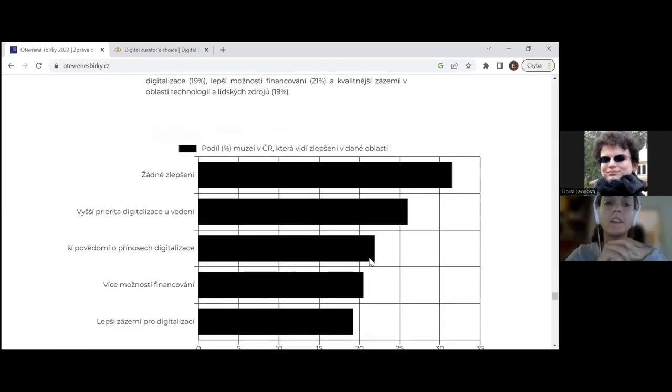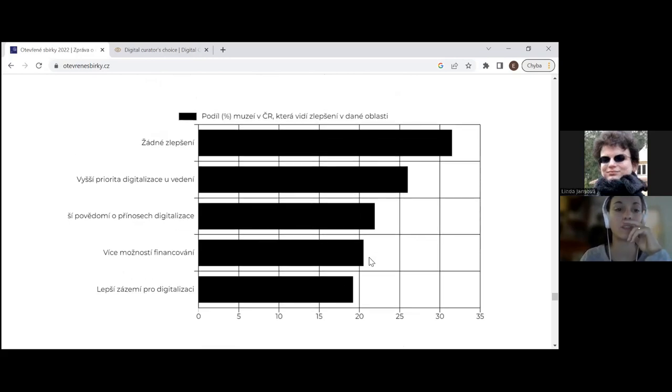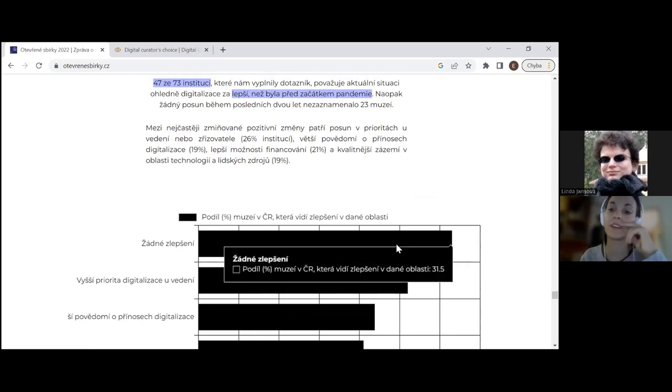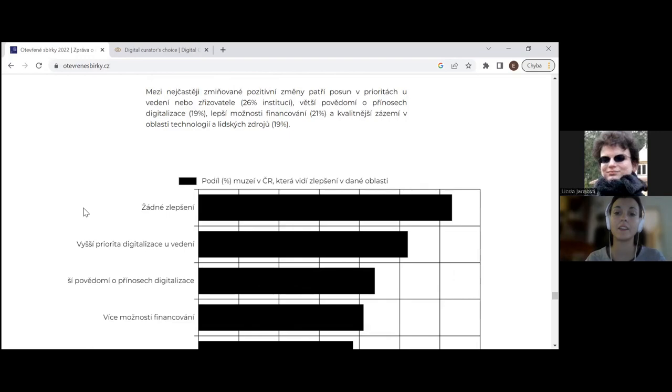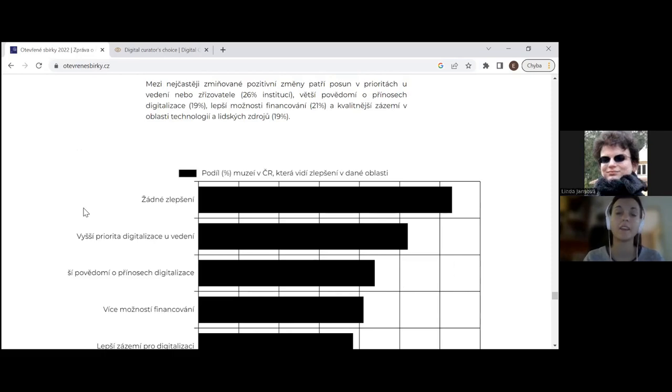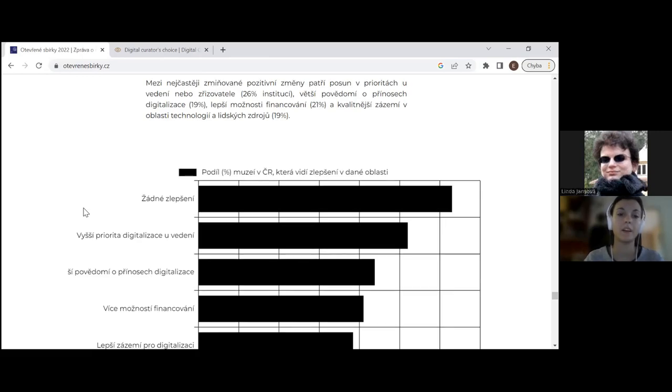In the Czech Republic, you can see how many institutions answered that digitalization is better in their institution. You can see, unfortunately, that more than 30% answered that there is no improvement in their institution about digitalization. It's mainly because they don't have money, they don't have people, and the most important thing is they don't understand the law, and they are afraid that if they put digitalized items on the internet, they will somehow be in a problem with some lawyers and with some law.